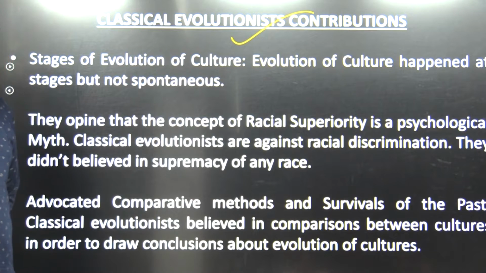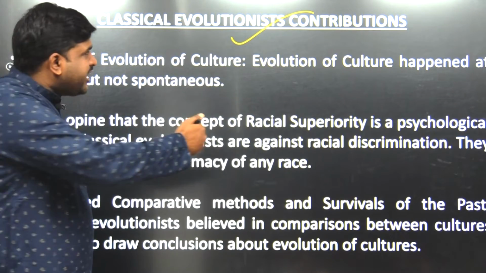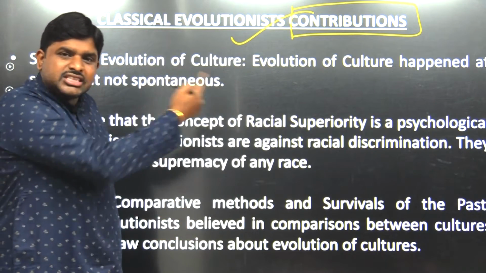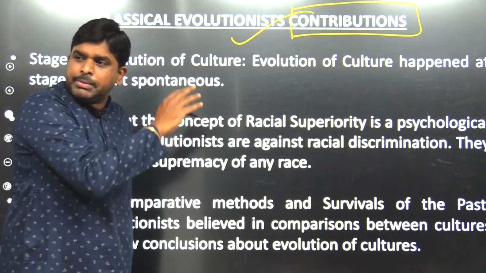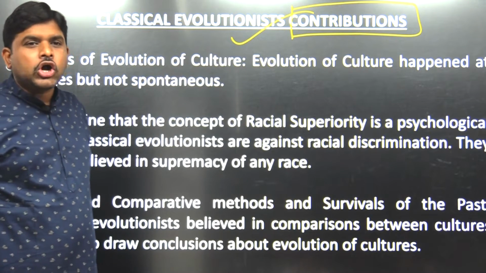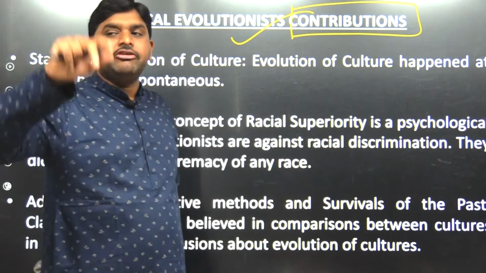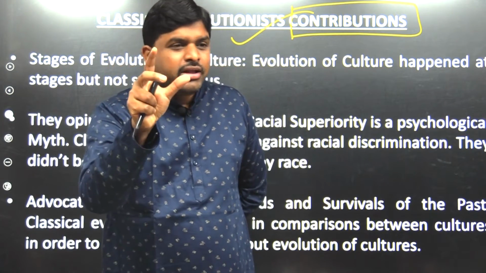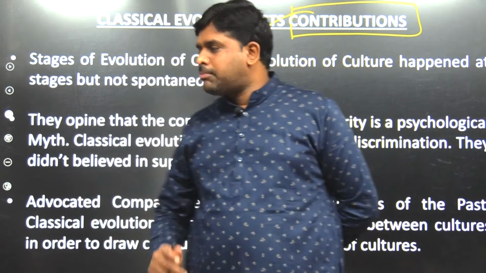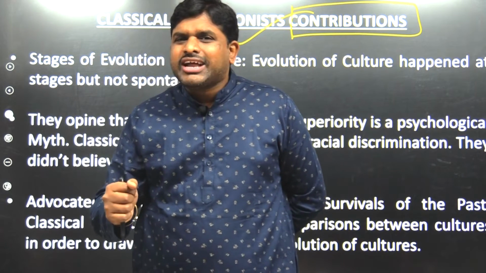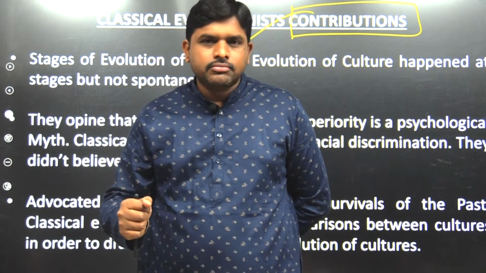What do they believe? If we understand this, these three people contributed, they believed these points, and their contributions are the same. What is the classical evolutionists' common belief? Their common belief is the same, so they are clubbed together. Number one, they believe that evolution did not happen at a time.